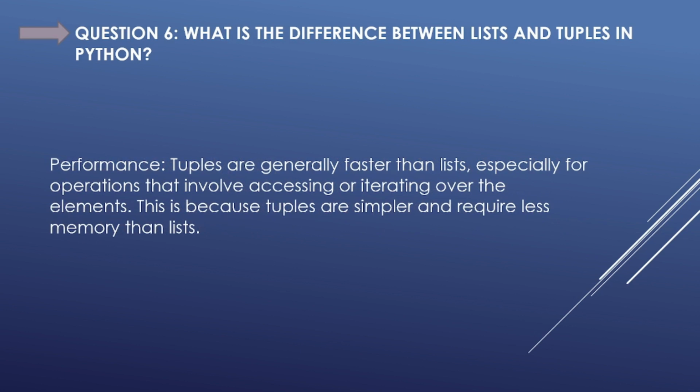Performance. Tuples are generally faster than lists, especially for operations that involve accessing or iterating over the elements. This is because tuples are simpler and require less memory than lists.